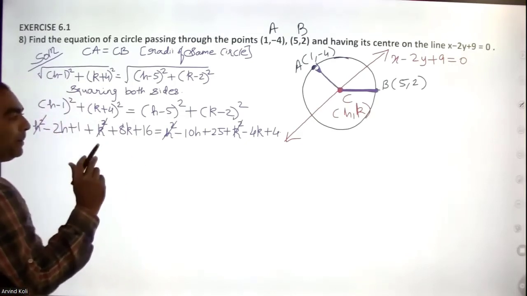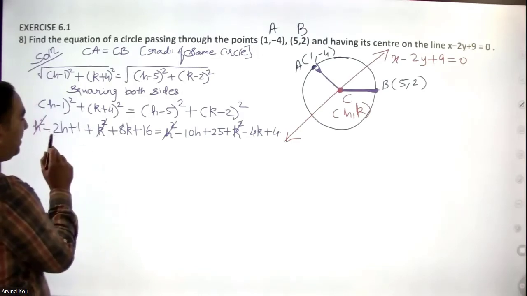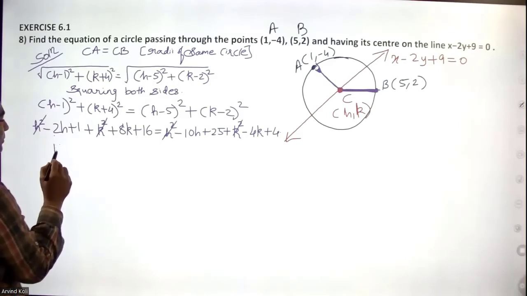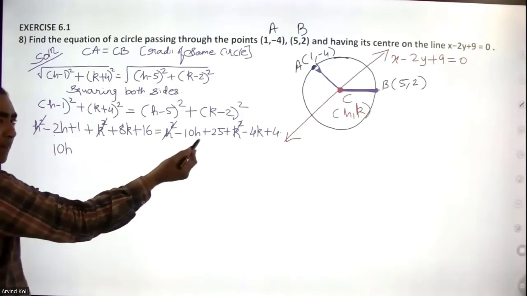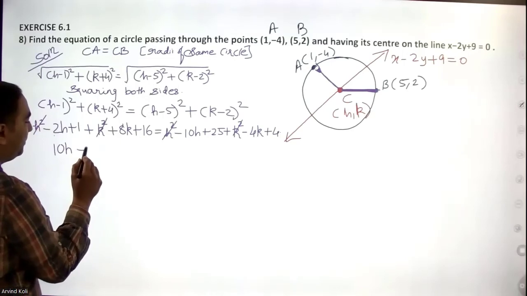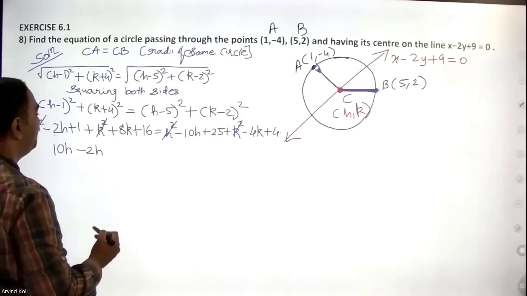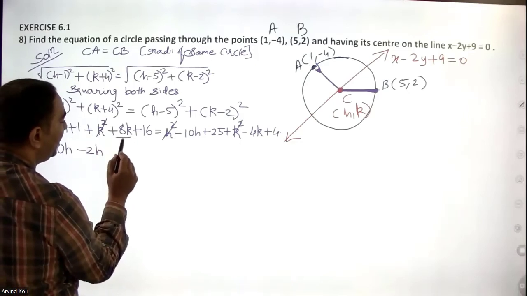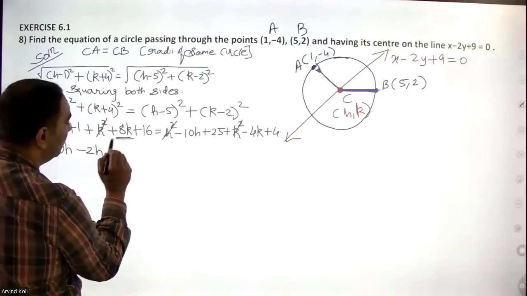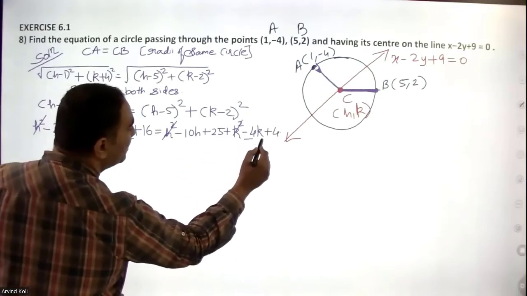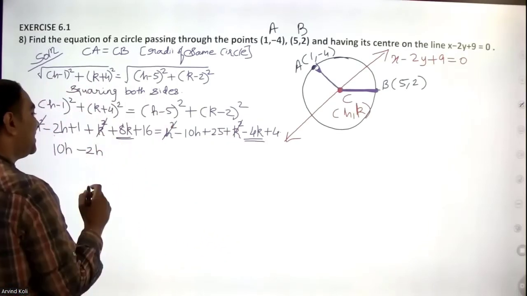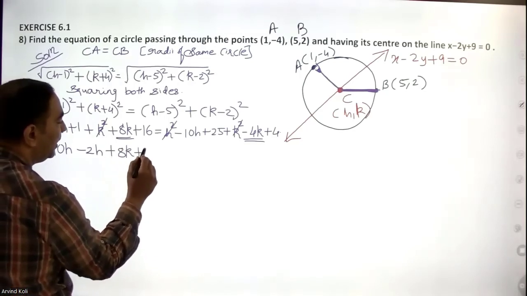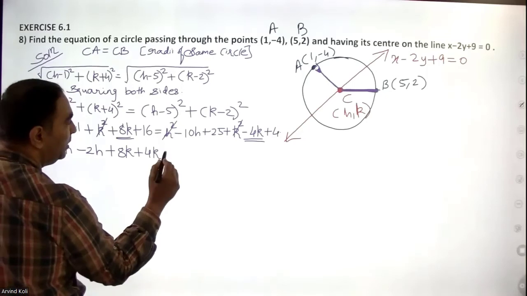Take like terms to one side, first the h terms. Now in h, here we have minus 2h, and here we have 10h. 10h will come on the left hand side and become positive. We get 10h minus 2h, which stays in its place. Next the k terms: 8k over here and minus 4k over here. Minus 4k will come over here as plus 4k.